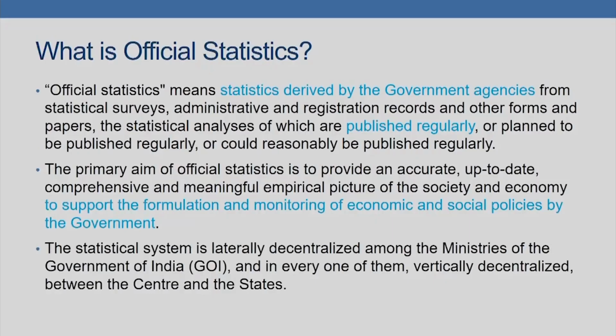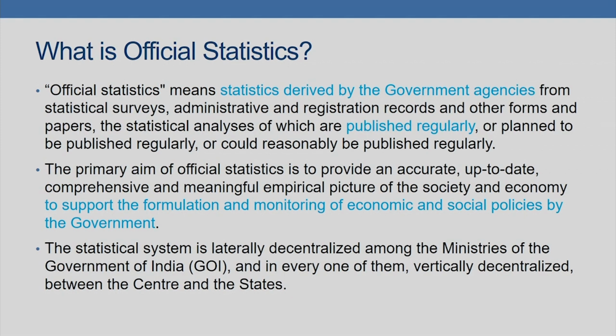So, official statistics basically means statistics derived by government agencies from statistical surveys, administrative and registration records, and other forms and papers, the statistical analysis of which is published regularly or planned to be published regularly or could reasonably be published regularly. The primary aim of official statistics is to provide an accurate, up-to-date, comprehensive and meaningful empirical picture of the society and economy to support the formulation and monitoring of economic and social policies by the government.